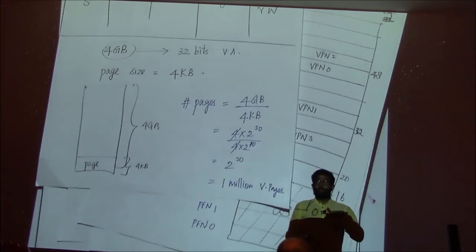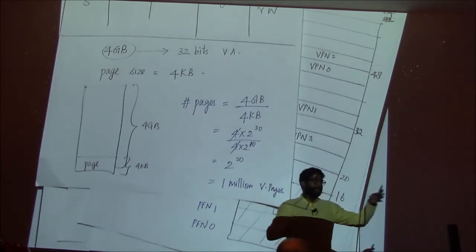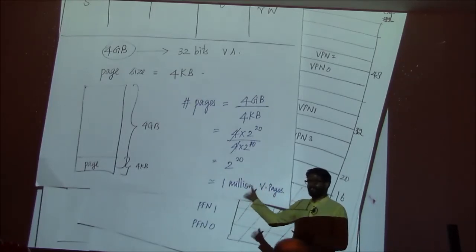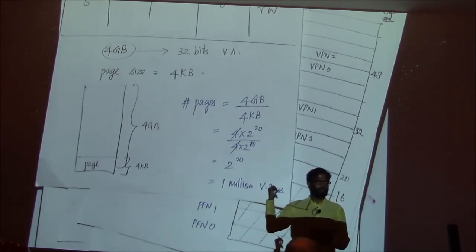Then just think about it. If the hardware needs to support this, then it needs to give us 1 million registers to find out where each of these pages is, which is not possible, right? I mean, it's possible, but it's not efficient. And usually people try to keep the hardware as simple as possible. So definitely they're not going to do this, even if you give this request to the hardware architecture people.